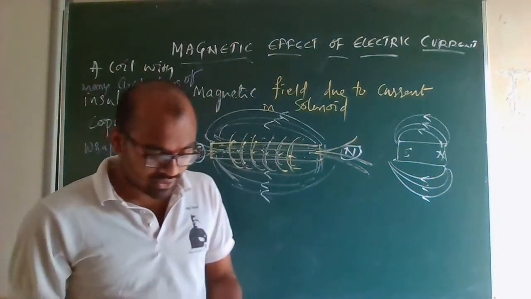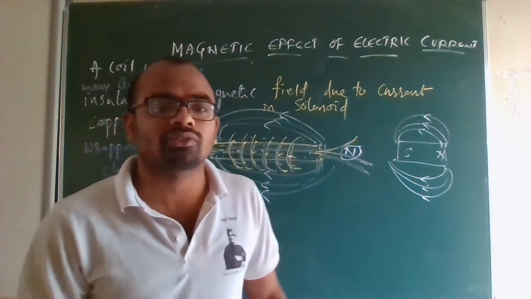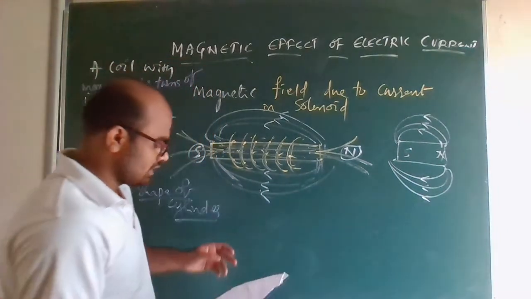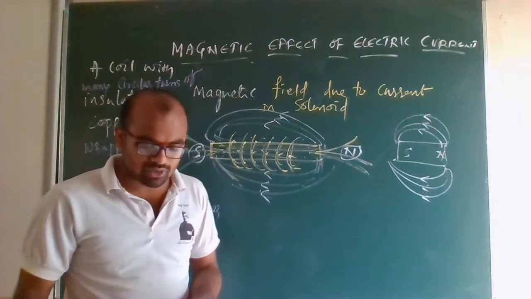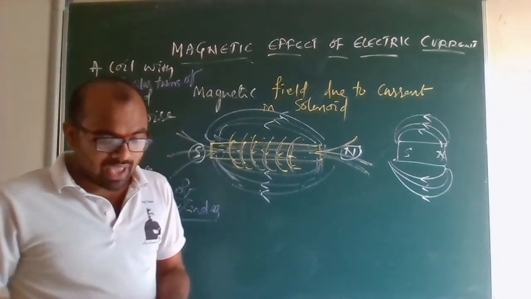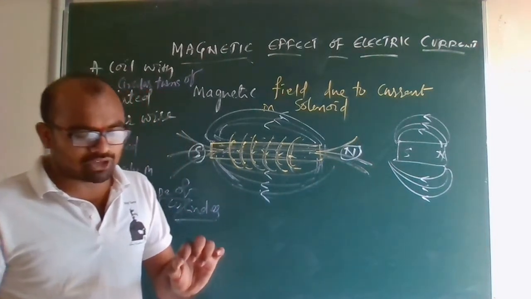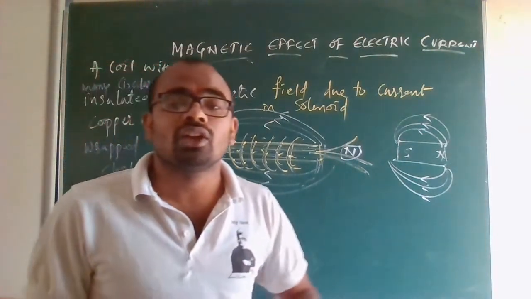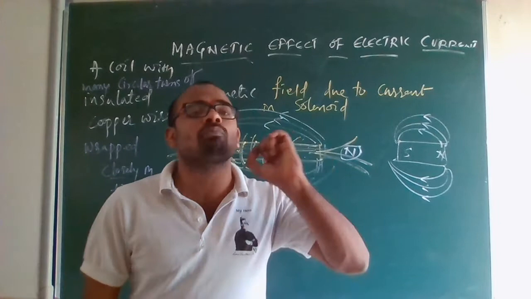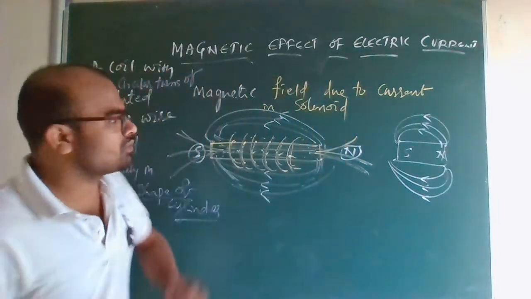Yes. The magnetic field produced by a solenoid is similar to a bar magnet. This one we discussed already. Magnetic field lines are parallel inside a solenoid, similar to a bar magnet, which shows that the magnetic field is the same at all points inside the solenoid. I hope you understand this one.